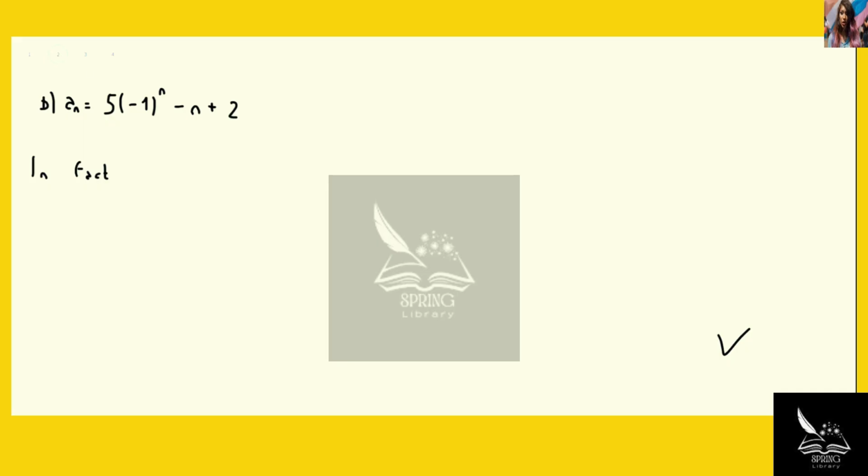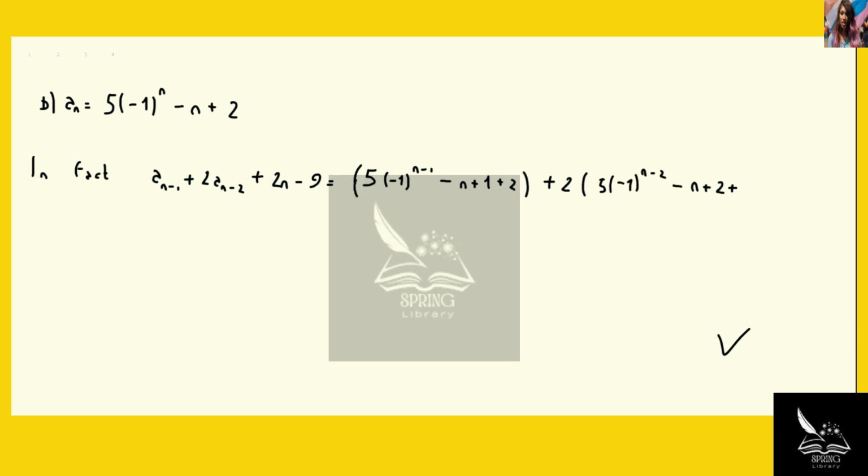Now let's do it again. With B, here a_n is given by 5 times (-1)^n - n + 2. So we do the same thing. We replace the right hand side of the equation, and we replace every a_n with the given sequence. Plus 2n - 9.